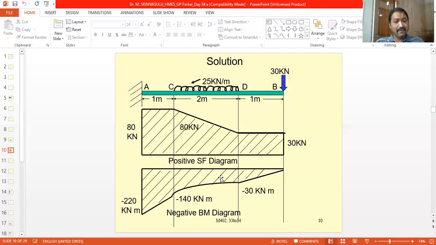Like this, we can draw some conclusions by seeing the SF and the BM diagram of any member. That is the advantage of the SF and BM diagram. Next, we'll move to the other problem.